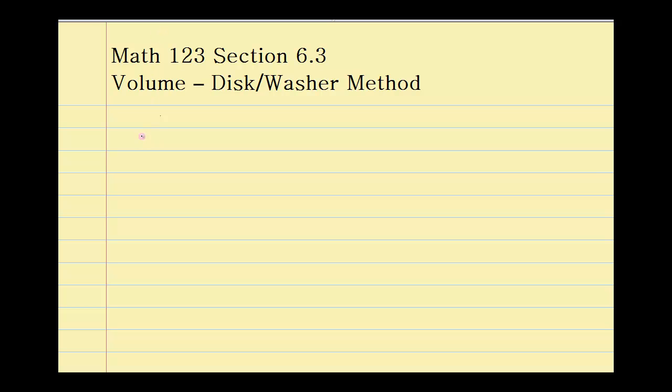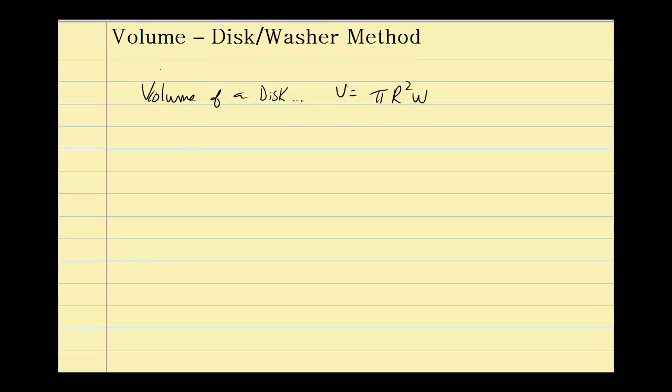So to start this, let's go ahead and look at the volume of a disk. And the volume of a disk is V equals pi radius squared W, width. So pi r squared W. So r is the radius of the disk. Now when we're talking about the volume of a disk and summing these, then it gets to be a little bit different. So let's go ahead and look at a quick picture.